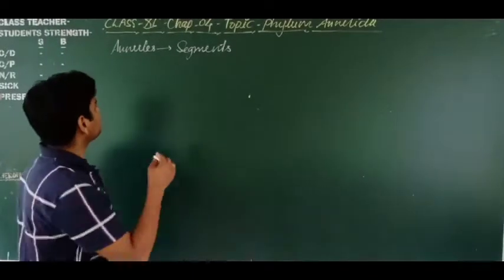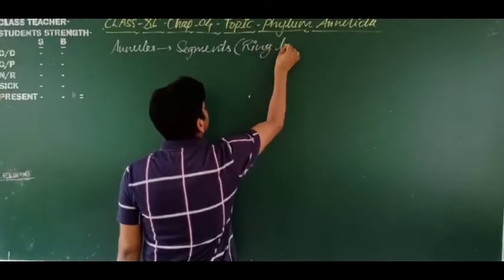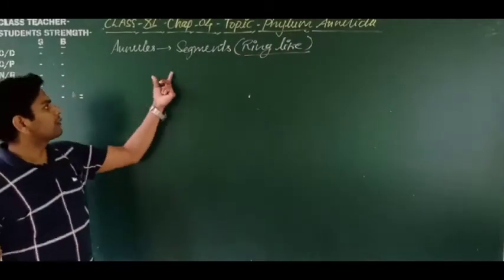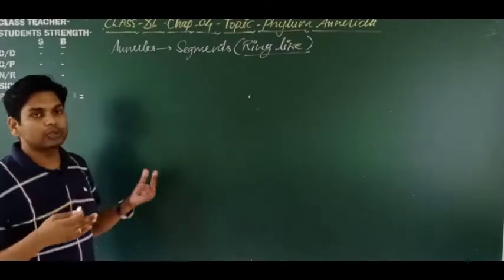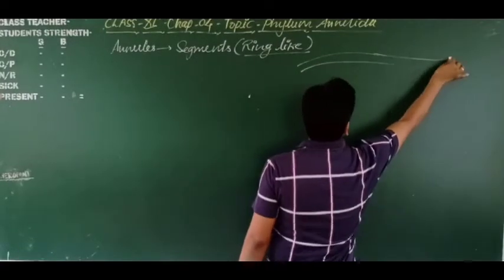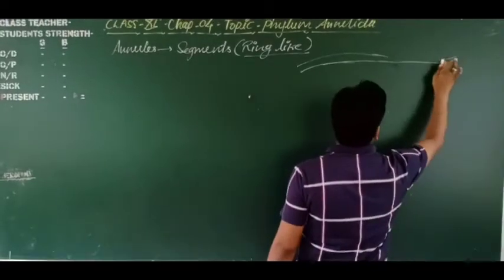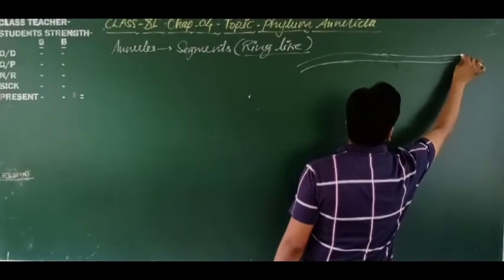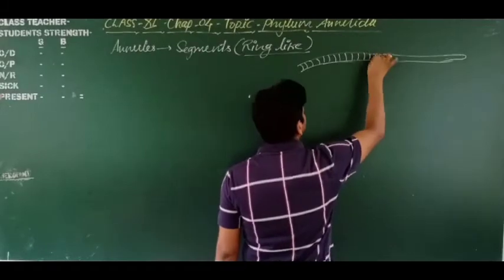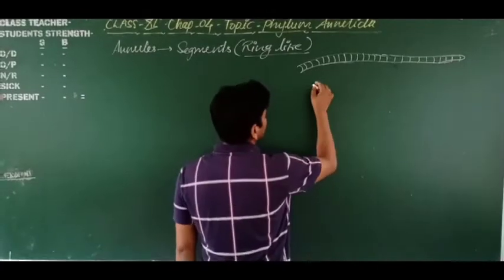Which type of segment? These are ring-like segments: the outermost appearance of the segment is ring-like, and innermost it is septated. Just like here, if we observe an earthworm, you will be able to see that in the earthworm body there are a number of these ring-like structures. These are looking like rings, but from inside how does it look?